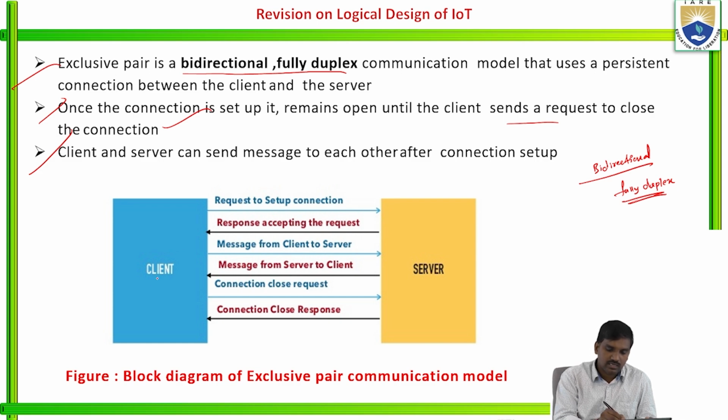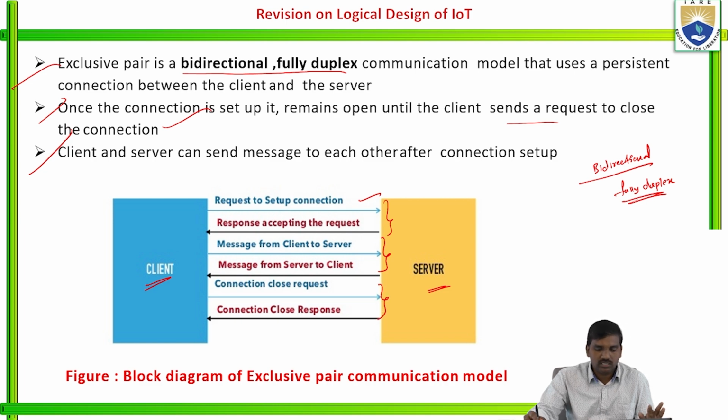Here the client and server first set up the connection, with a request and a response to accept the request. That is the first part. Then a message goes from the client to the server and a message from the server to the client, the second part. Then comes closing the connection, with a connection close request and a connection close response. So this is the communication going on between client and server with the help of bidirectional and full duplex communication in the exclusive pair communication model.